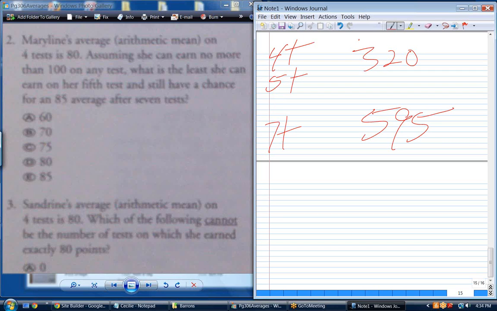Okay, that track will get you there. She can't, 70 won't do it either. Right. She can do 75 if she gets 100 on both the 6th and the 7th. Exactly. And that's the part of the logic that I was trying to point out, is that you want to assume she's going to get 100 on the 6th and 7th tests. And if you do that, well, that's 200 more. So she had 520. The minimum she can get on that 5th test is the difference between those two, 75.